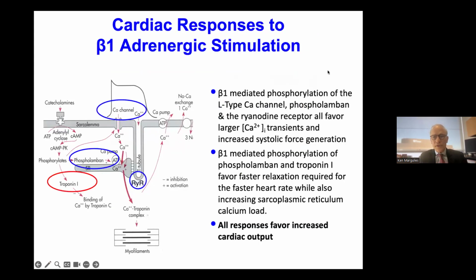Finally, we're all familiar with beta-adrenergic stimulation, right? And beta-1 adrenergic stimulation in particular, that's the receptors that are most prominent in cardiac myocytes, and they trigger a bunch of phosphorylation events. And the things that are getting phosphorylated are things that we've just been hearing about in EC coupling, which is why I wanted to include this here.